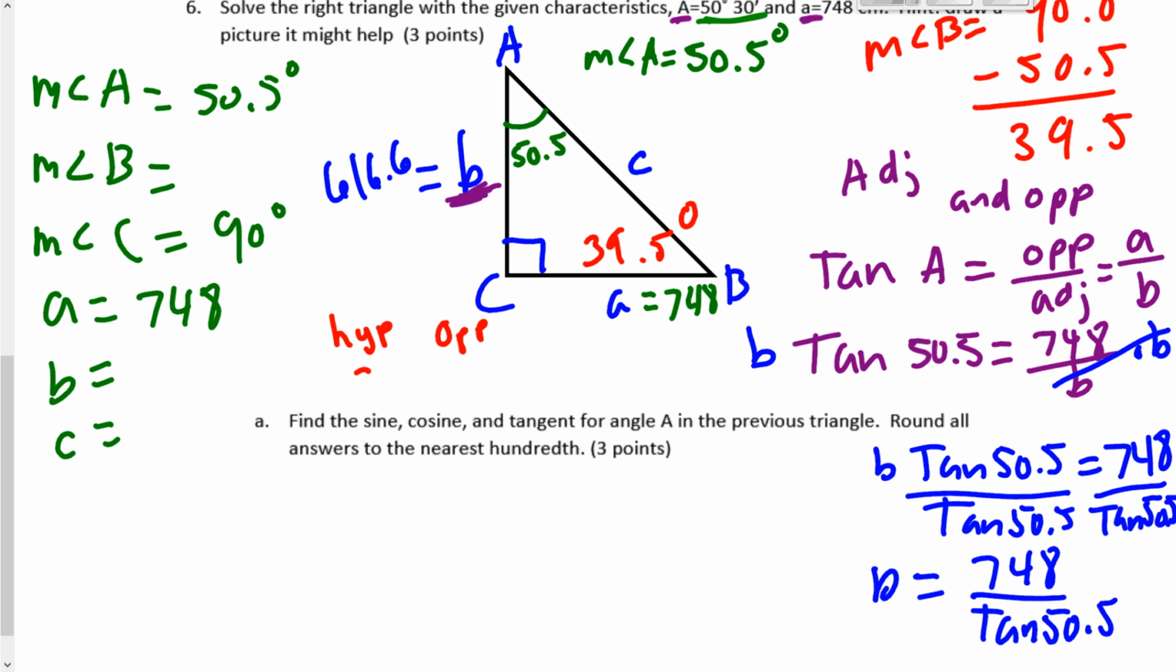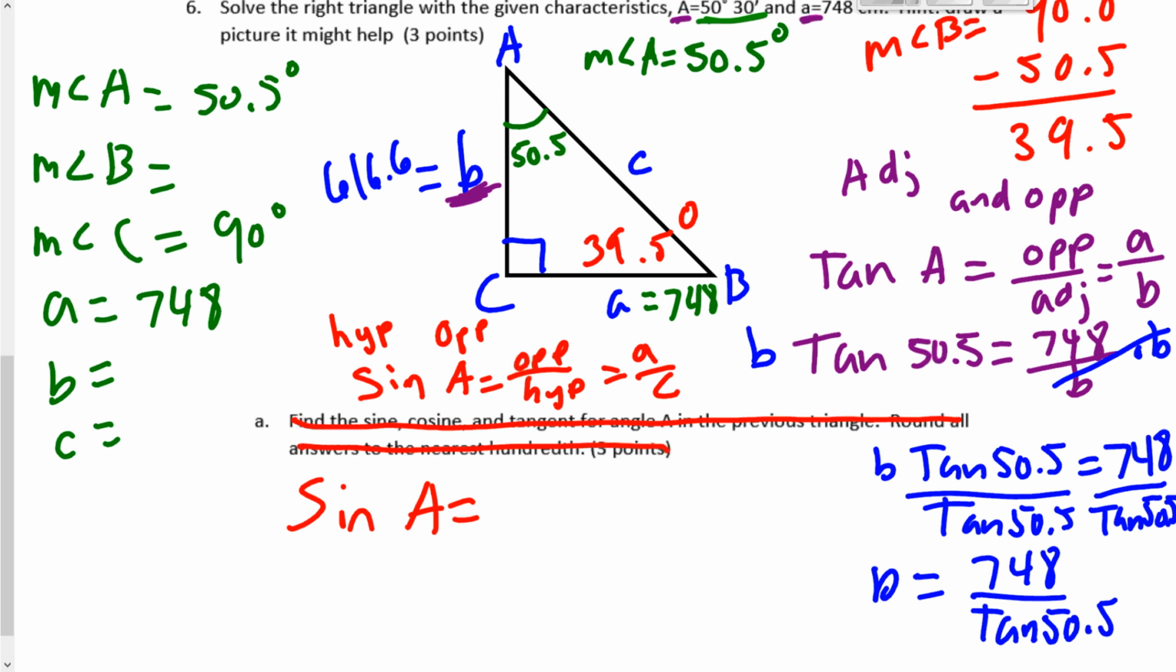So sine of A is equal to opposite over hypotenuse. I'm going to go ahead and cross this out, and we'll redo this one. We'll finish this one. I'll extend the page. Opposite is our A, and hypotenuse is our C. Well, sine of A, we know, is sine of 50.5. And opposite over hypotenuse is A over C, and our A is 748 over our C, and our C is our hypotenuse, and that's what we're trying to find.